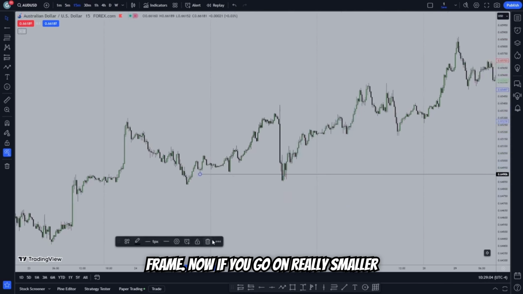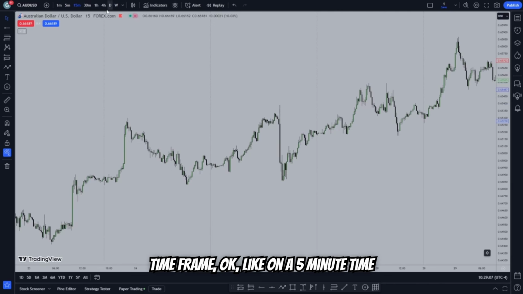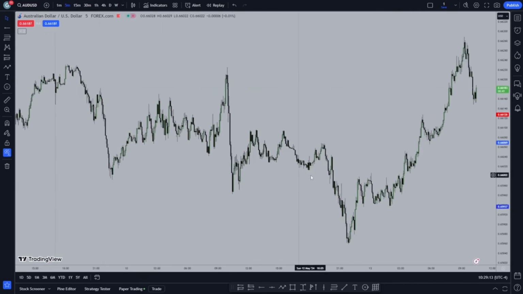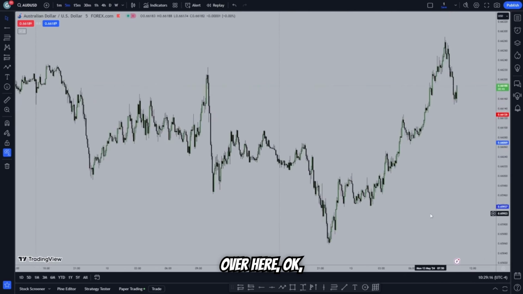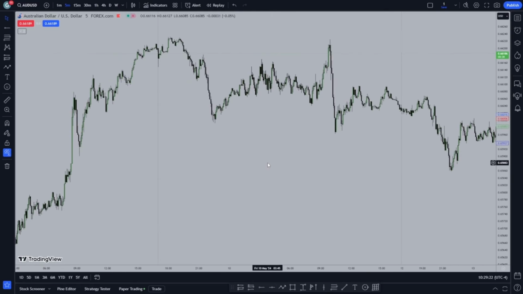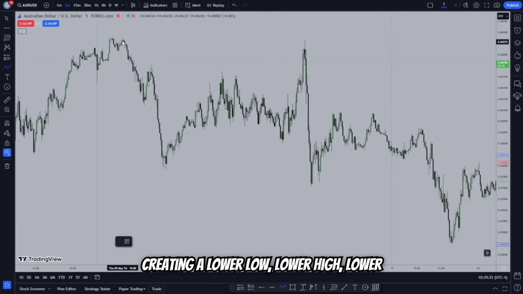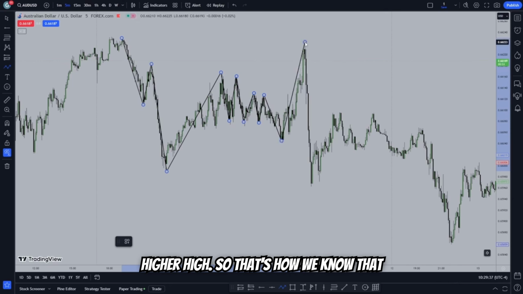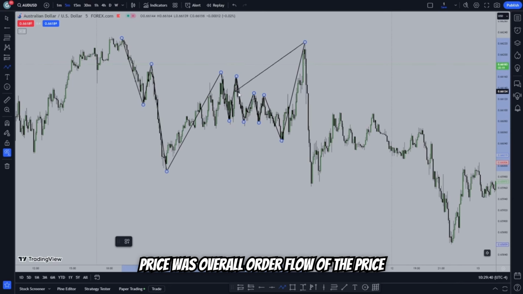And now if you go on a really smaller time frame, like the 5-minute time frame over here, now look over here closely. Price was creating a lower low, lower high, lower low, and then it did a lot of consolidation over here. Then all of a sudden price went up and created a higher high. So that's how we know the overall order flow of the price was bearish.